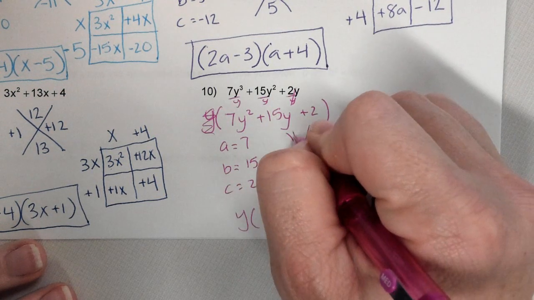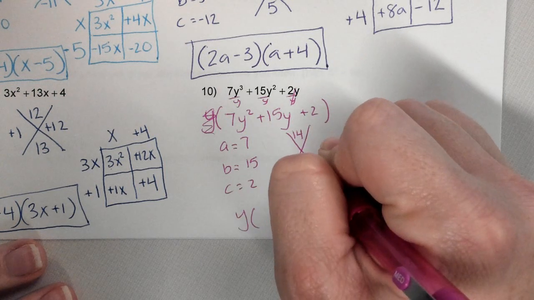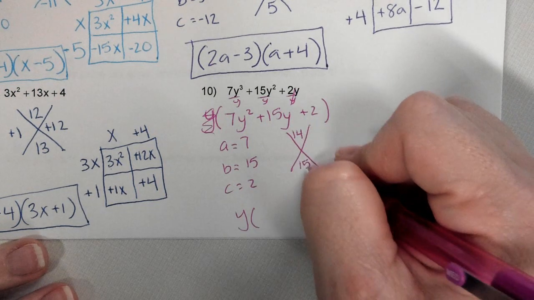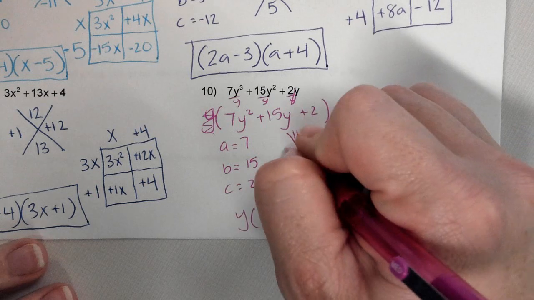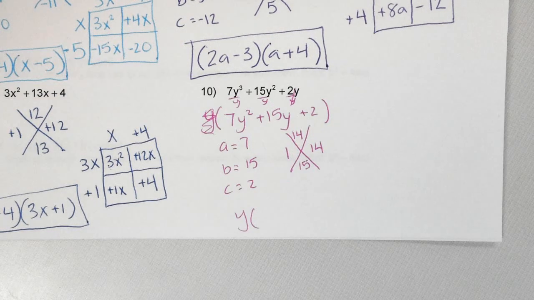7 times 2 is 14. B is 15. Everything's positive. When your bottom number is 1 more than your top number, it's just going to be 1 and your top number, because 1 times 14 is 14. 1 plus 14 is 15.